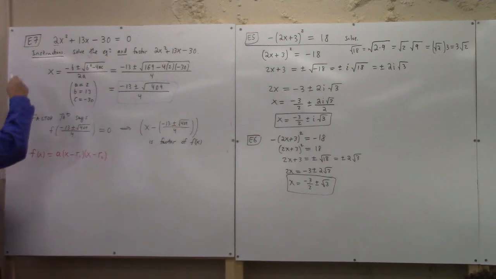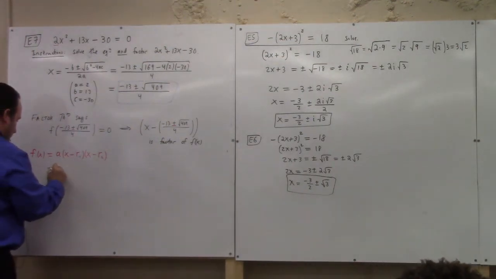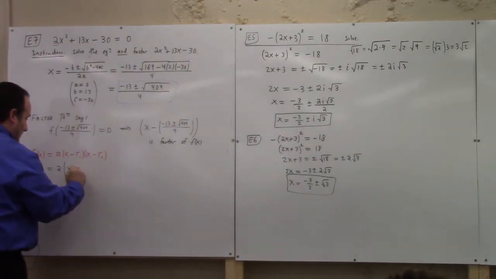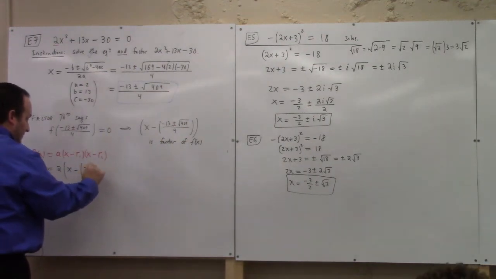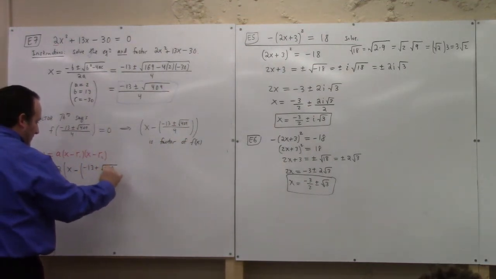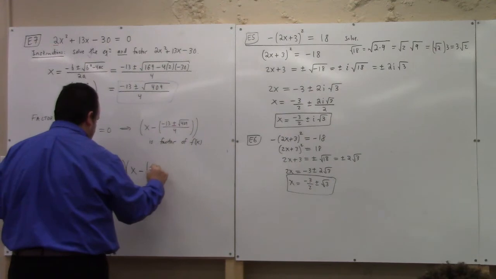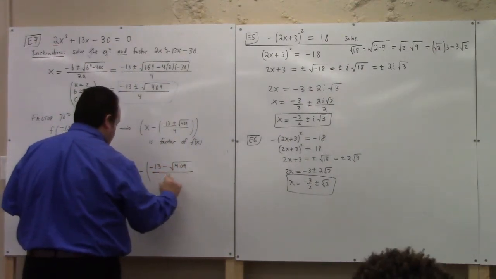So what's a? Up here, a is 2. So the factoring of this is just twice x minus, it's kind of tacky, but minus 13 plus the square root of 409 over 4. This could be simplified. I'm just keeping it like it is for maximum transparency. We all like transparency, right? You guys aren't government officials.